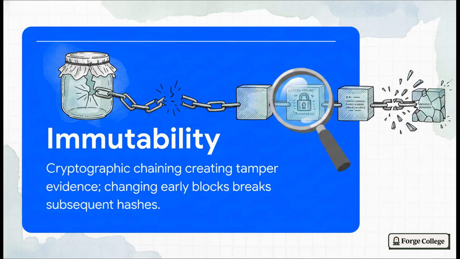You can think of this kind of like a physical tamper-evident seal on a glass jar. In the digital realm, we use cryptographic chaining to get this effect. Each block's hash is uniquely tied to the data inside it and the block that came right before it. So if an attacker tries to sneak in and alter a previous block, the hash changes, and boom, every subsequent link in the chain shatters. There's just no way to rewrite history without everyone noticing the broken seal.